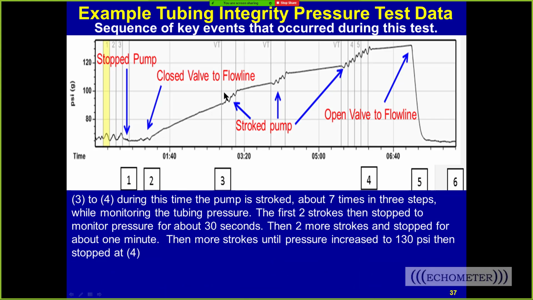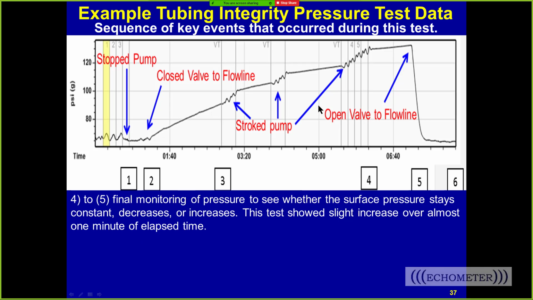Okay, from 3 to 4, we take some strokes, and then we stop. Take some strokes right here, and we stop, and take some more strokes, and we stop. And we've only raised the pressure from about 25 up to about maybe 130 almost. All right.